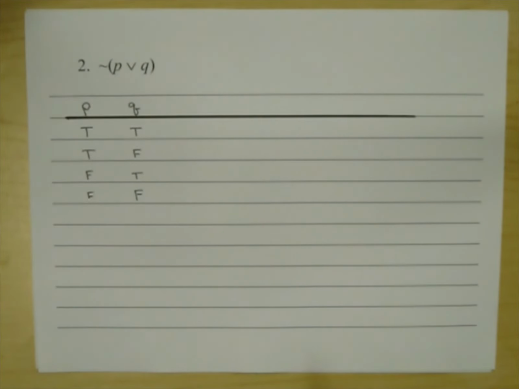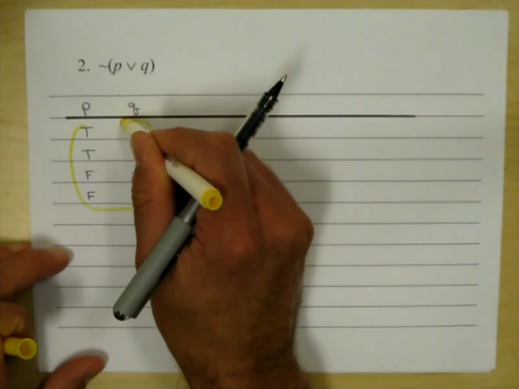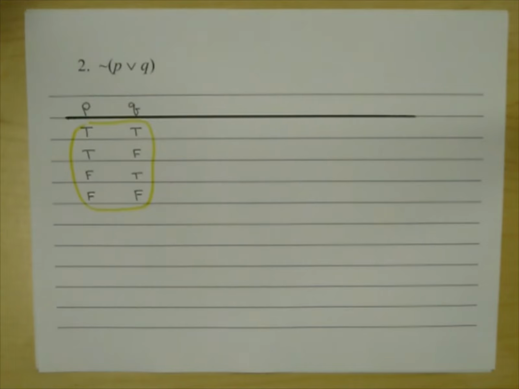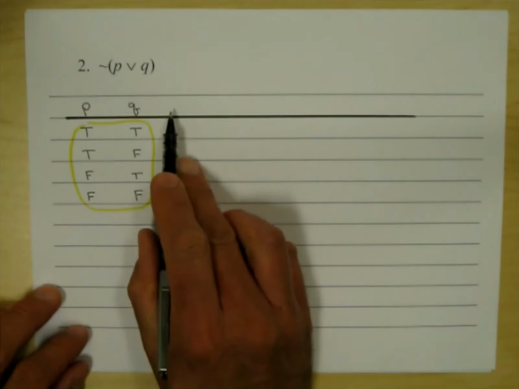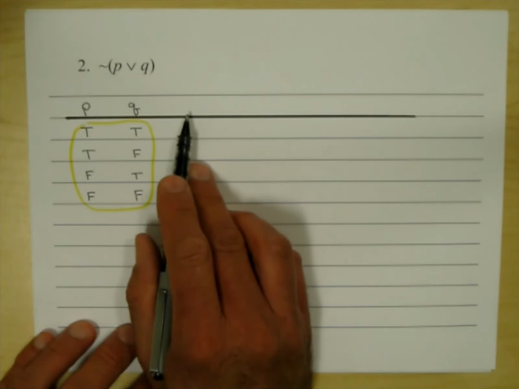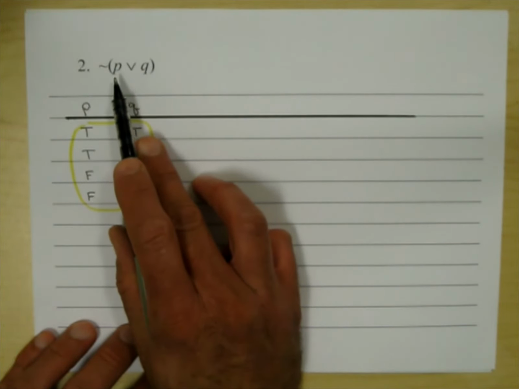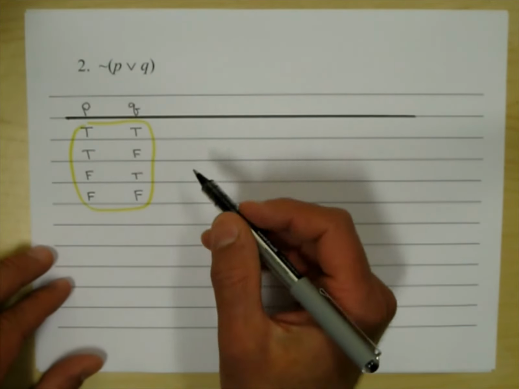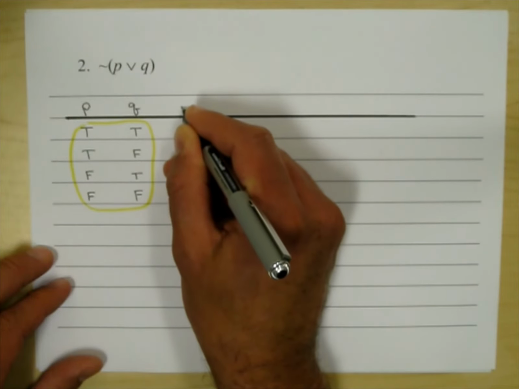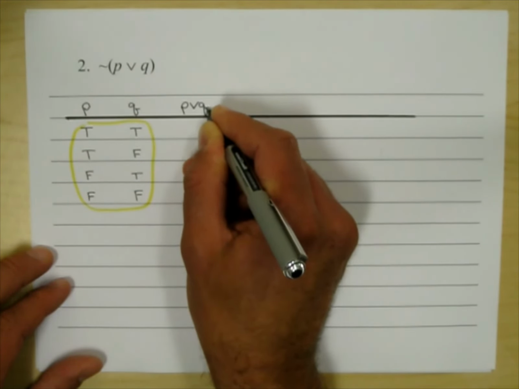And we point out that this will be the same anytime I have just 2 letters on my truth table. Okay, now let's go ahead and write out the next few columns. Our order of operations tells us to do parentheses first. So my next column is this: P or Q.